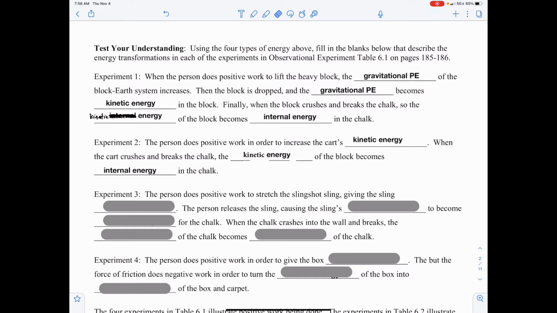The person does positive work to stretch the slingshot, giving the sling elastic potential energy. The person releases the sling, causing the sling's elastic potential energy to become kinetic energy for the chalk. When the chalk crashes into the wall and breaks, the kinetic energy of the chalk becomes internal energy of the chalk.